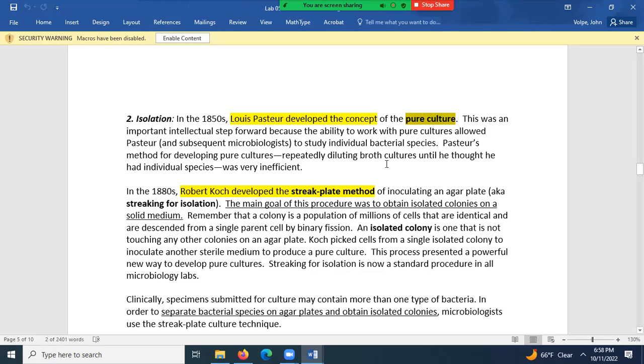However, this was a very difficult way of getting a pure culture. Robert Koch developed the streak plate method and made it easy to isolate colonies on an agar plate. And if you do that 2 times, you can get a pure culture. And this is a much easier way to get a pure culture than Louis Pasteur's way.